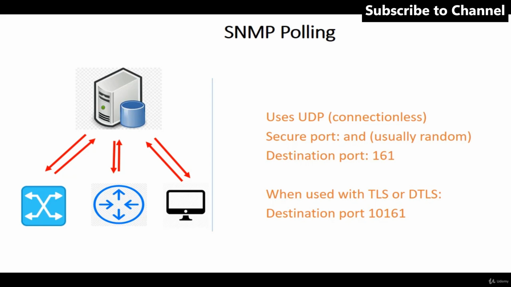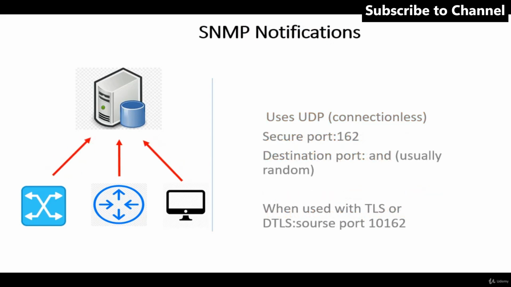Here is the UDP packet. The source port is any port. Usually it's random, one of the high random ports. The destination port is 161. Now you can encrypt SNMP using TLS or datagram TLS, or DTLS. And in that case, the destination port would be 10161.